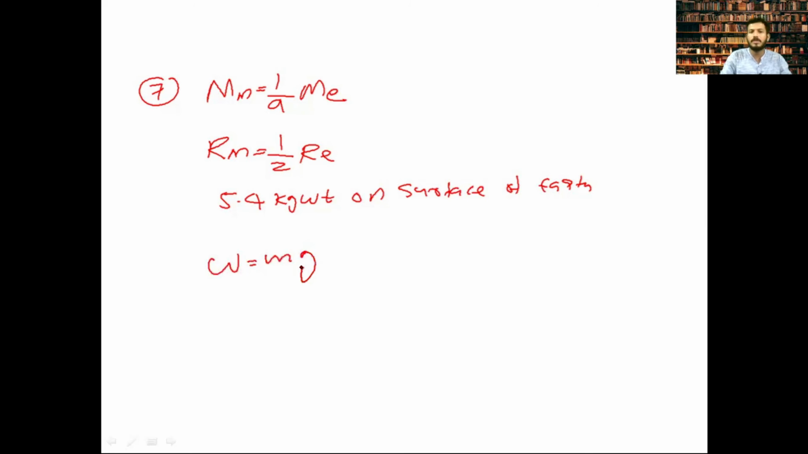W equal to mg. Okay, W equal to mg. It's clear, but what is this g? Mass is 5.4 kilogram weight. How can I calculate that? 1 kilogram weight is equal to 9.8 Newton. So at the surface of Earth, weight equal to 5.4 into 9.8. Okay, 5.4 into 9.8. This much Newton.